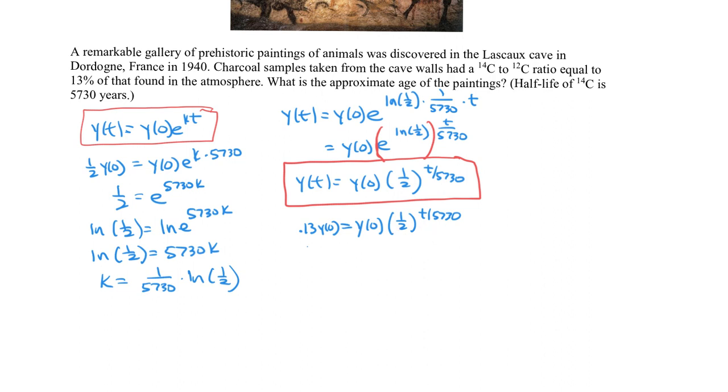So I could just divide each side by y of 0, right? Those would cancel. And that would give us 0.13 equals 1/2 to the t over 5,730. This is going to allow us to solve for t to figure out how much time it took. How much time does it take for this initial amount to become only 13% of its original amount, right? We're solving for t. So from here, we can take the natural log of each side.